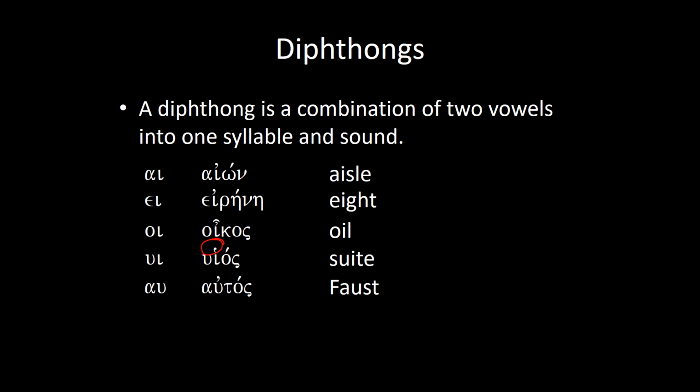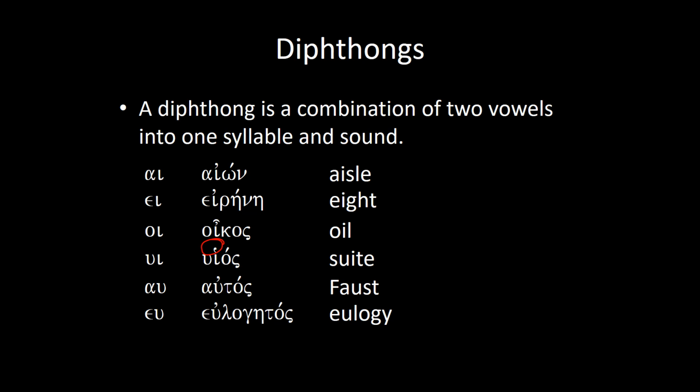Alpha upsilon makes the ow sound. This word is the word autos. You may have heard once upon a time about Faust. That's that same sound there, ow, autos. And then epsilon upsilon makes the u sound. This is the word eulogetos, like a eulogy, a good word, or euphony, a good sound. So that epsilon upsilon makes the u sound.